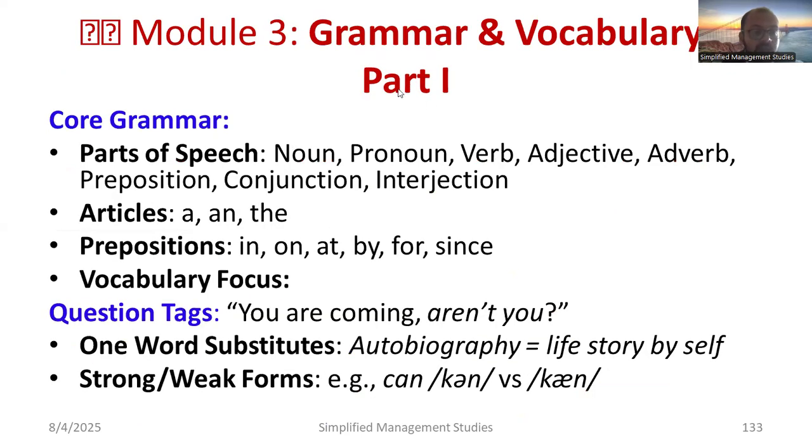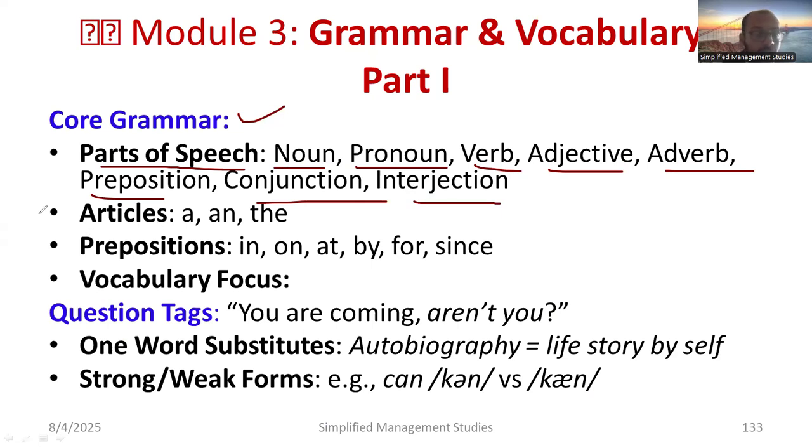Another important point is Module 3, grammar and vocabulary. It's part 1, core grammar. Remember the parts of speech: noun, pronoun, verb, adjective, adverb, preposition, conjunction, interjection. Those points you have to remember. Articles: a and an, and when you are supposed to use them. If a word starts with a, e, i, o, u, you use an: an eagle, an umbrella. Next, prepositions: in, on, at, by, for, since. Most people get confused about since and for: for 5 years, since 2001. So those tips you have to remember.